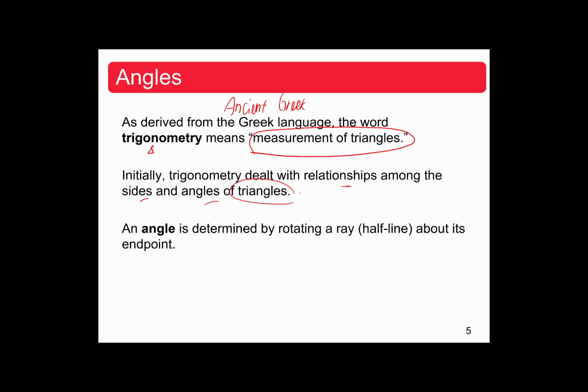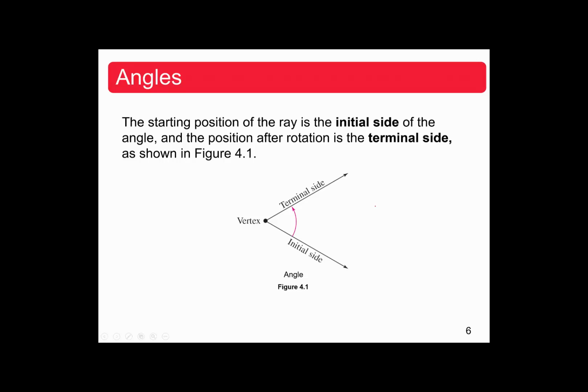An angle is determined by rotating a ray, a half line or partial line, about its endpoint. Let's take a look at how the angle is formed. You start with the vertex, which is like the initial point. We have the initial side and the terminal side, and you rotate from the initial side to the terminal side counterclockwise. Then you form an angle. You could call this angle alpha.